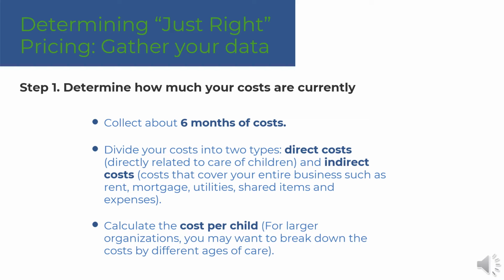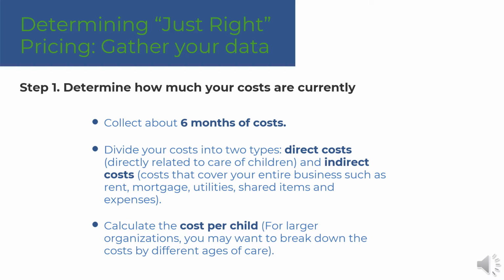As you collect your costs, we want you to break them into 2 different kinds, direct and indirect costs. Direct costs are those that are directly related to the care of children. For example, in the infant room of your center, this could include the cost of providing formula. In the toddler room, it might be the cost of the teachers assigned to that area on a regular basis.